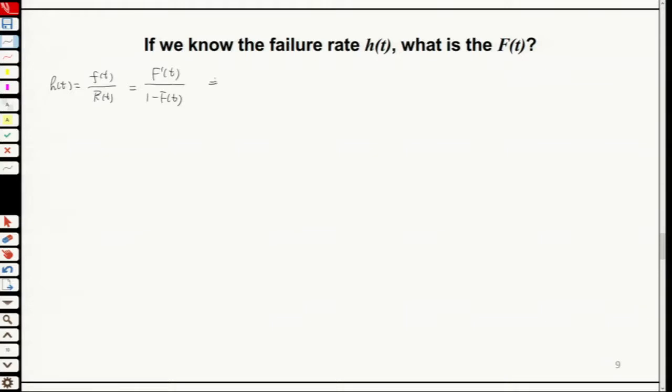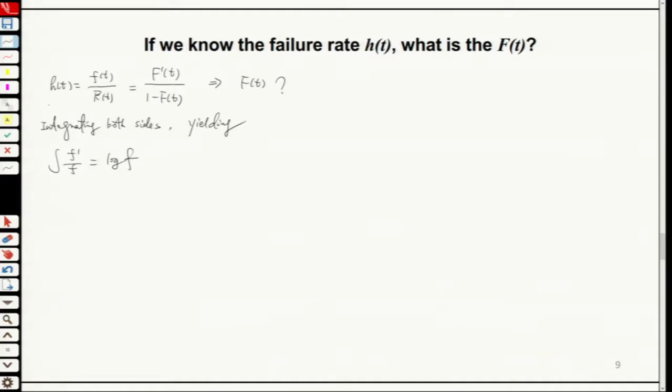Now, if we know h(t), what is f(t)? So this is a question. Obviously, we have that in that side, so we're going to do the integration on both sides. Okay. So we know that if we have the integration of F prime over F, it is actually equal to log F, right? This is the integration form.